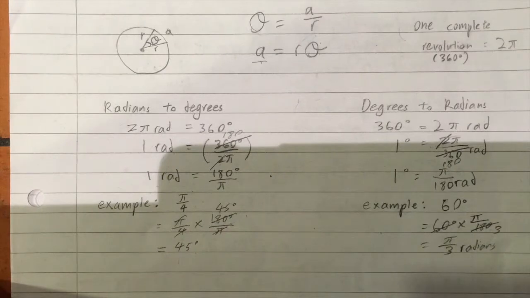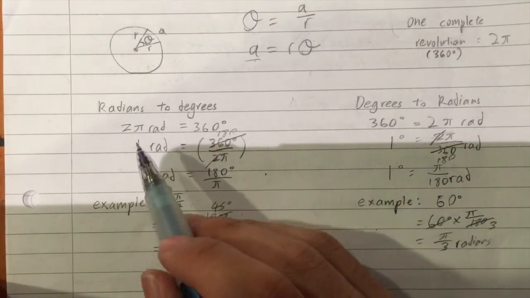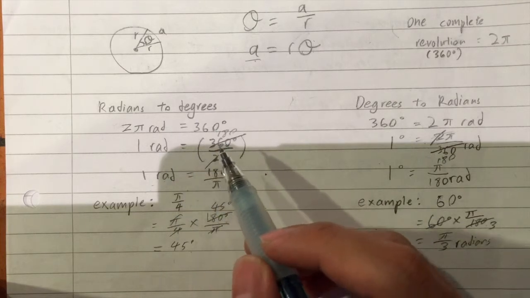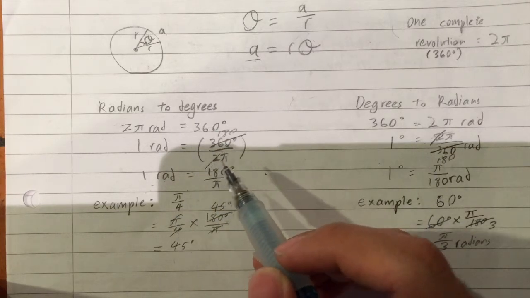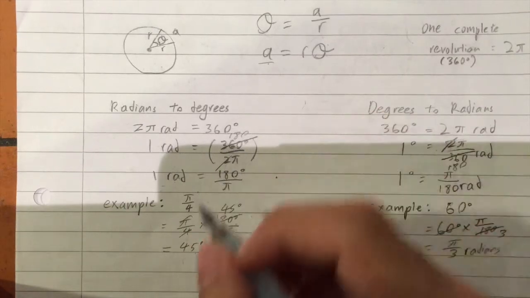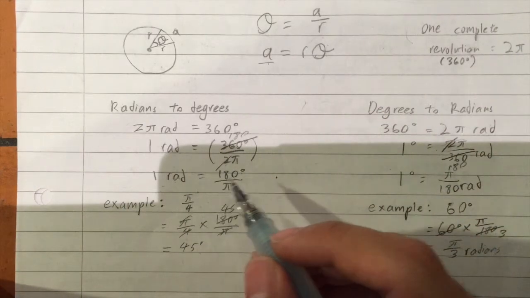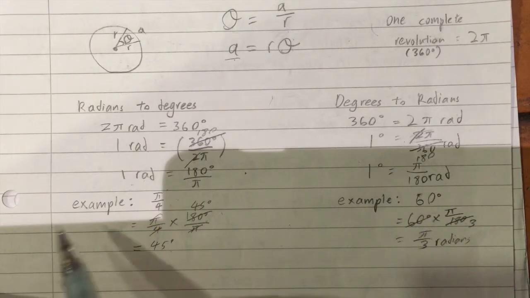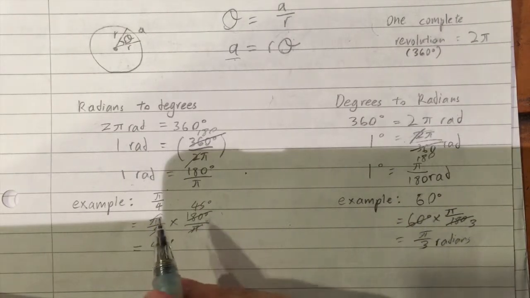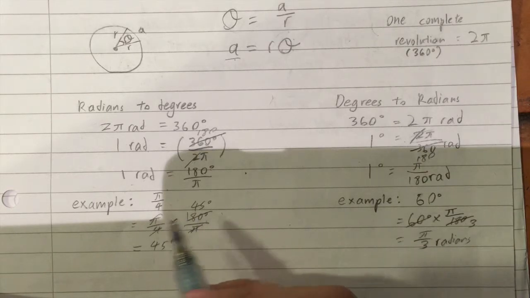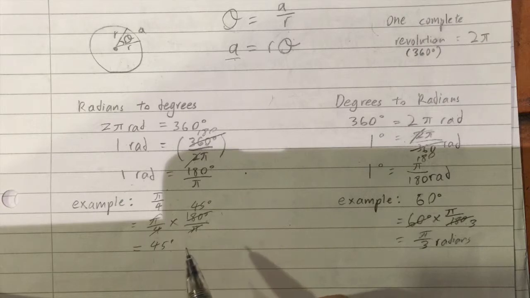Next, when converting radians to degrees, 2 pi radians equals 360 degrees. 1 radian equals 360 degrees over 2 pi. So after simplifying, you just cross out the numbers. You get 1 radian equals 180 degrees over pi. For example, when converting pi over 4, we just take pi over 4 times 180 degrees over pi. After simplifying the equation, we get a value of 45 degrees.